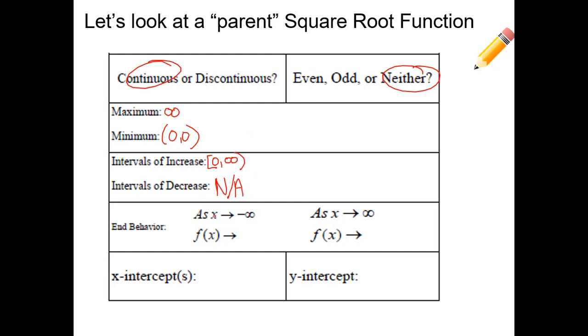And end behavior. So as I approach negative infinity, I am going to go to 0 in this case. And as I go to infinity, I am going to approach infinity in that regard as well. X-intercepts, we're going to have (0, 0), and then the y-intercept also at (0, 0) in this case.